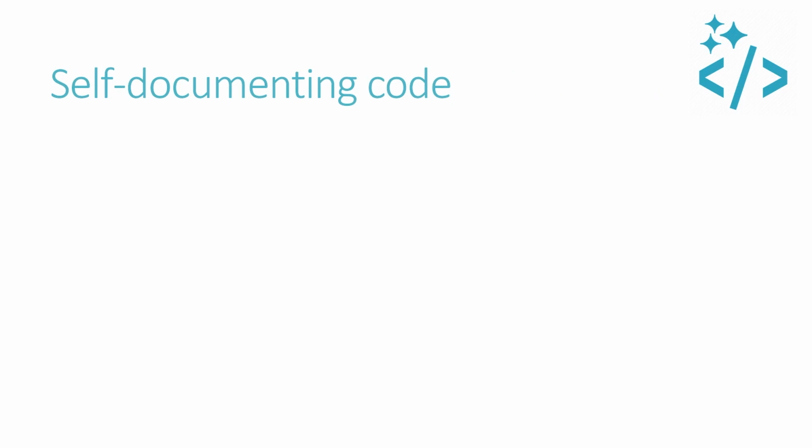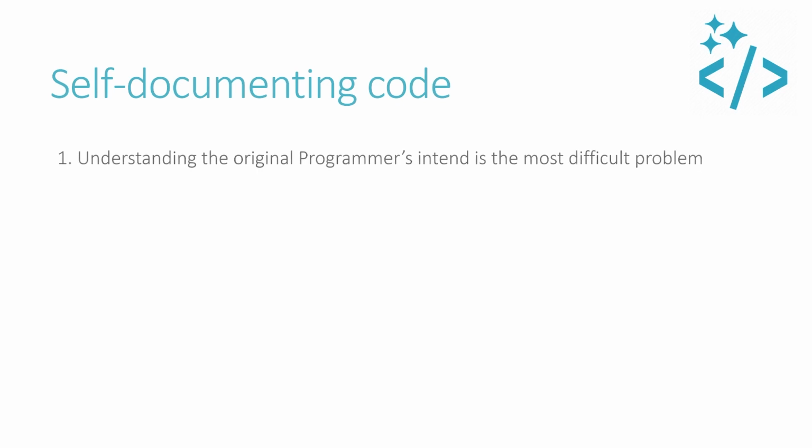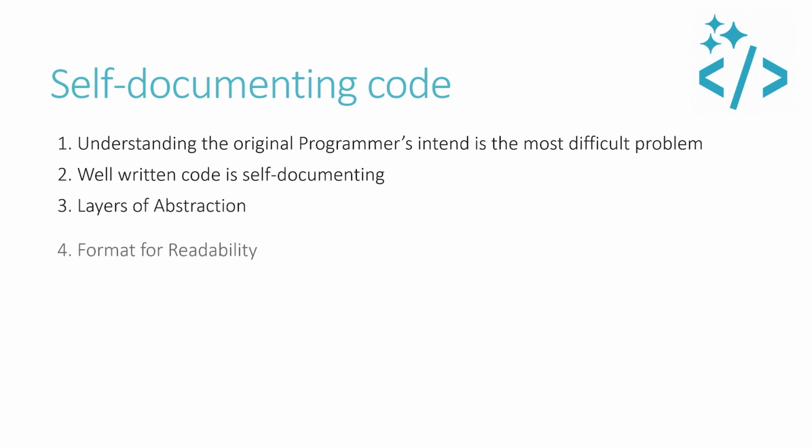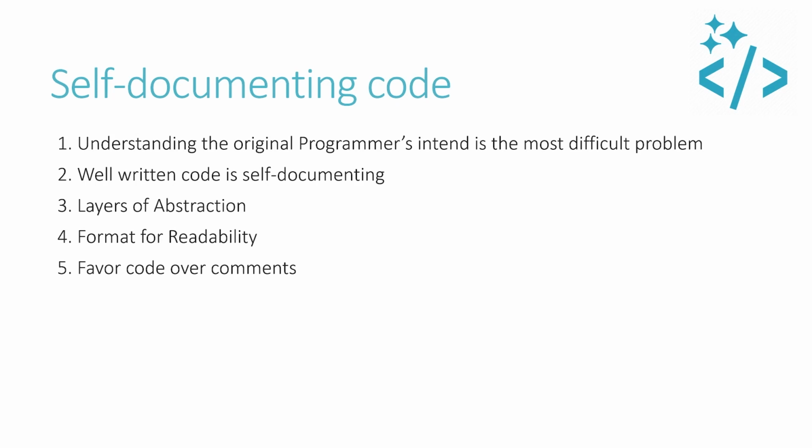Ideally, we should have self-documenting code. Basically, understanding the original programmer's intent is the most difficult problem, and well-written, clean code is self-documented, with layers of abstraction, and readability is enhanced. We should avoid comments wherever possible and write code which is self-documented.